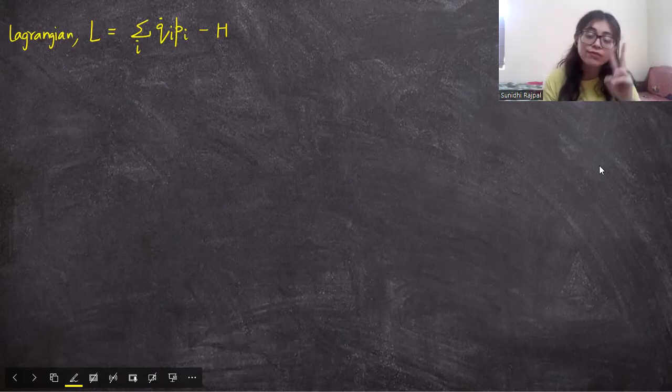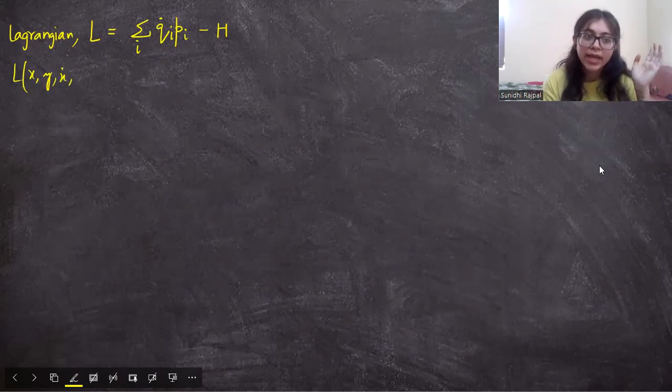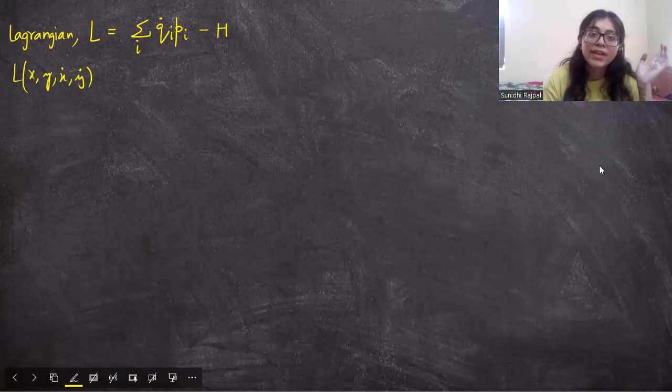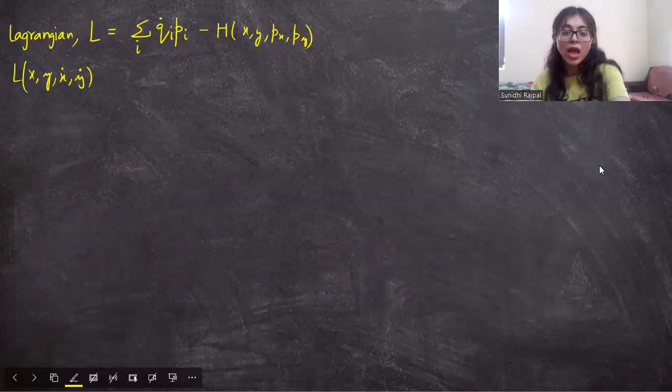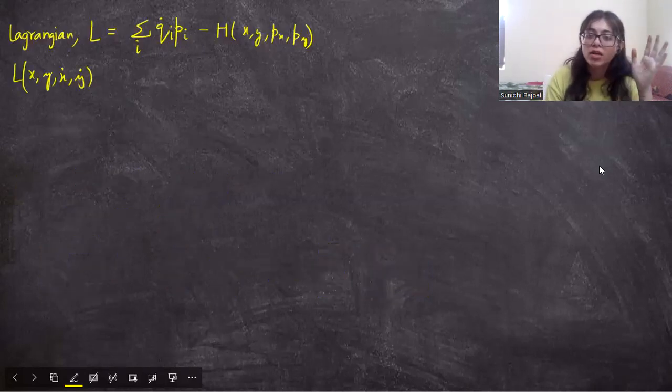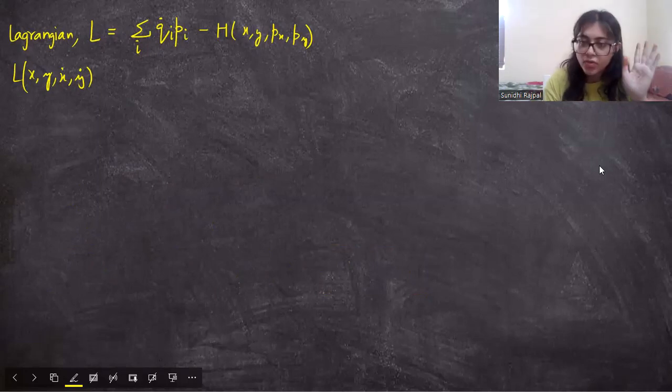In our case, we have two generalized coordinates. We have x and y. So we have to basically find our L in terms of x, y, x dot, y dot. And we have H in the form x, y, px, py, and we have to find, sorry, the Lagrangian, which is a function of x, y, x dot and y dot.